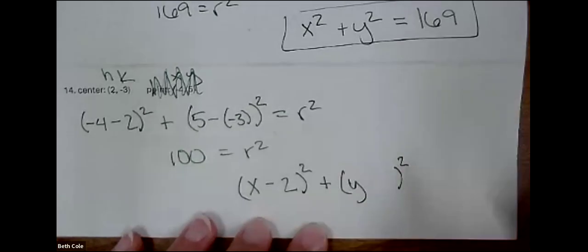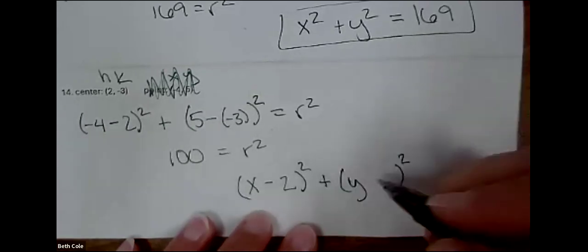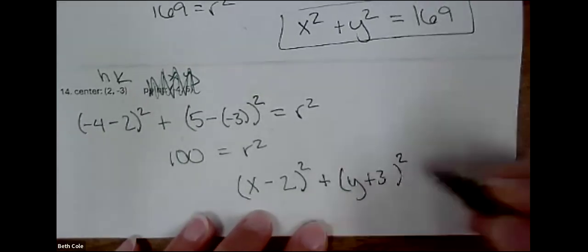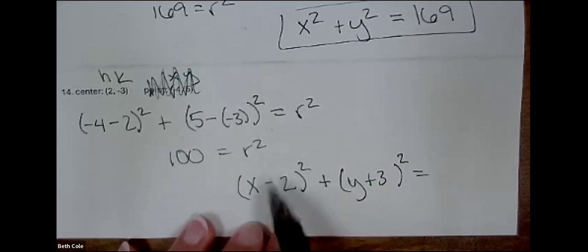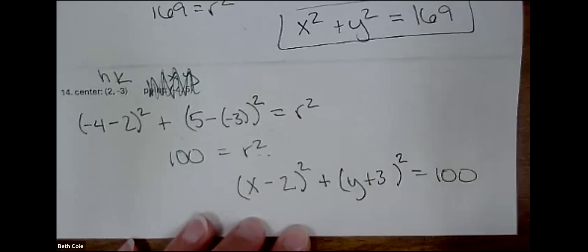All right, and then in here, it's y. Our y value for our center is negative 3. Again, remember, it's opposite. So it's going to be y plus 3. Perfect. Equals r squared, which we just found is 100.